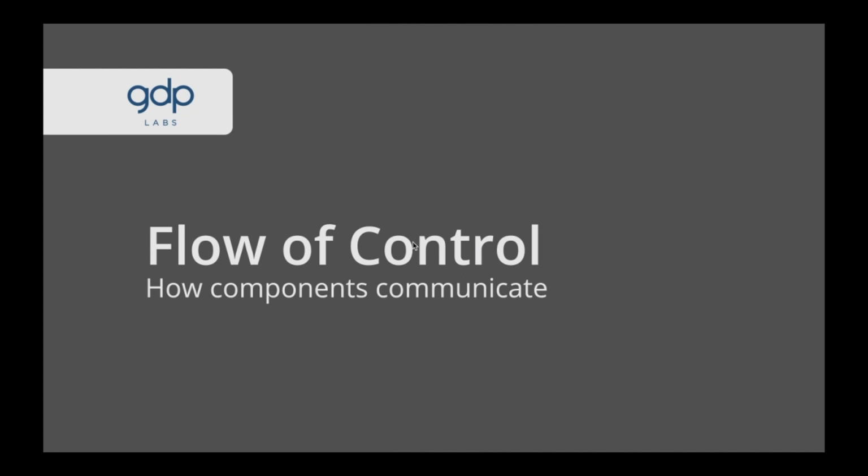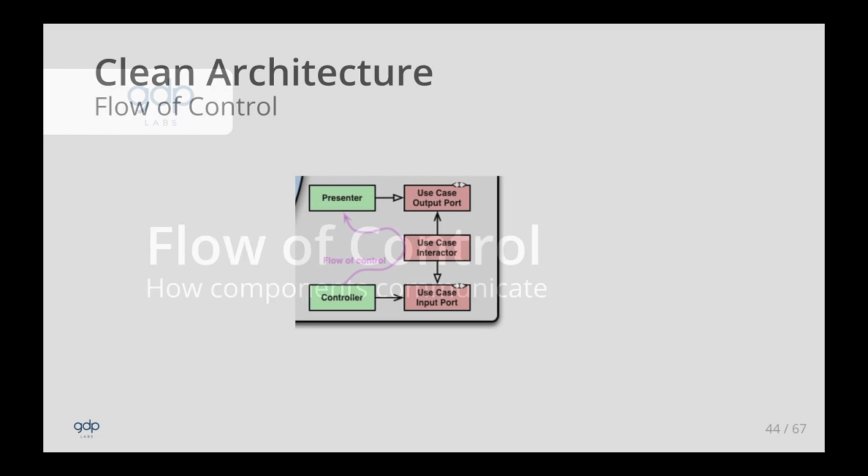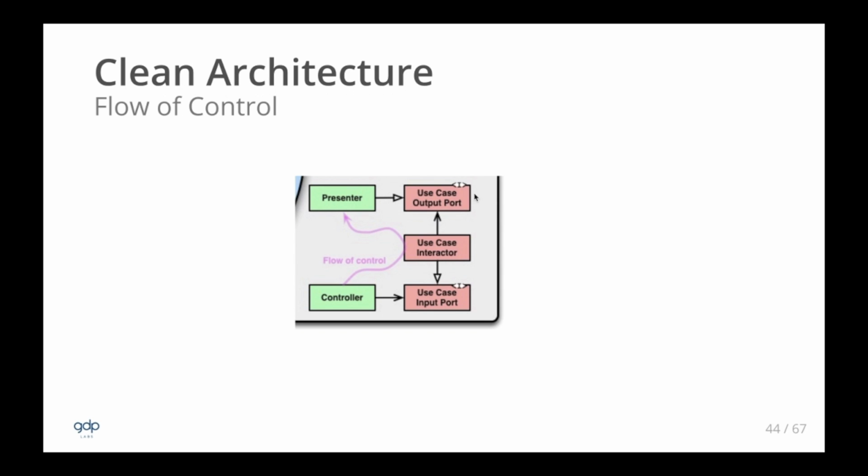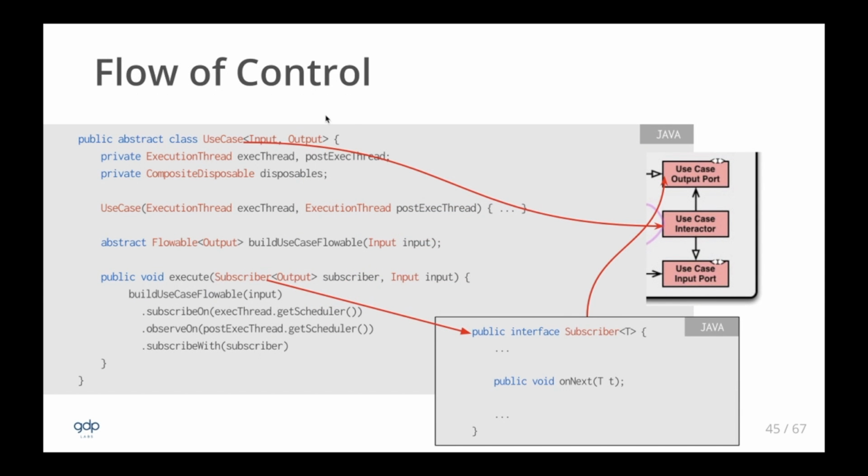Okay, let's move on again to the next topic about flow of control, how its components communicate with each other. And it's talking about this little diagram on the bottom right corner of clean architecture diagram. So, about the use case interactor, we have this abstract class named use case. It's a template class. You have input and output. And we have abstract method with use case flowable, and we have public method execute here.